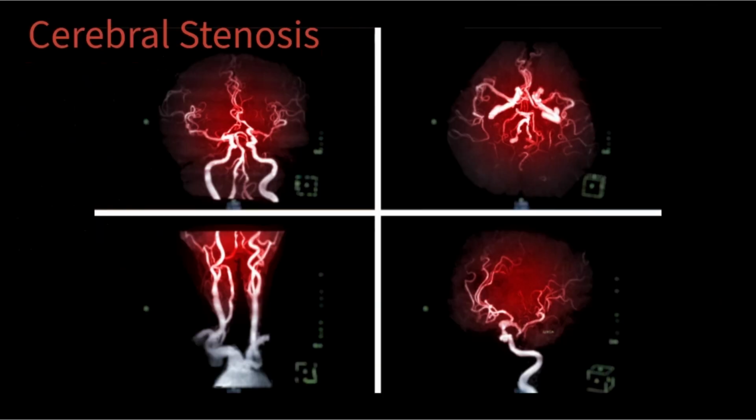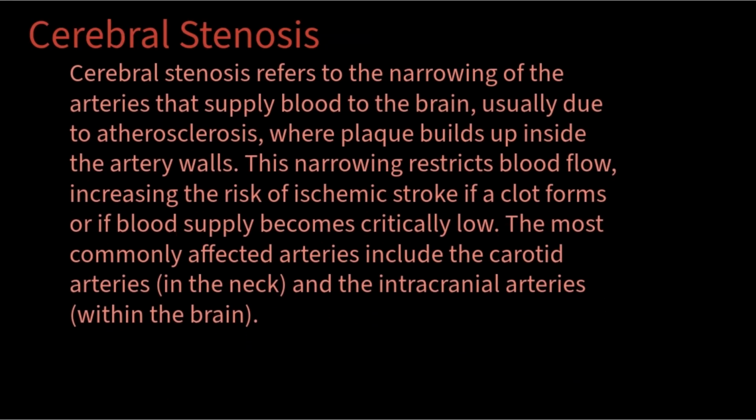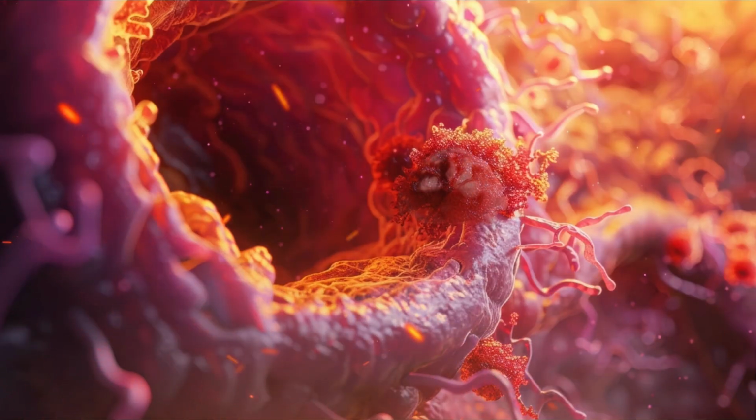Cerebral stenosis refers to the narrowing of the arteries that supply blood to the brain, usually due to atherosclerosis, where plaque builds up inside the artery walls. This narrowing restricts blood flow, increasing the risk of ischemic stroke if a clot forms or if blood supply becomes critically low. The most commonly affected arteries include the carotid arteries, which are in the neck, and the intracranial arteries within the brain.